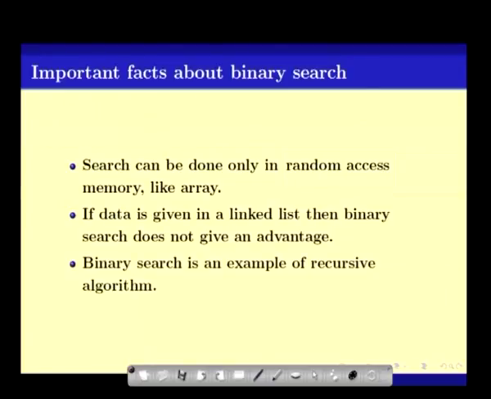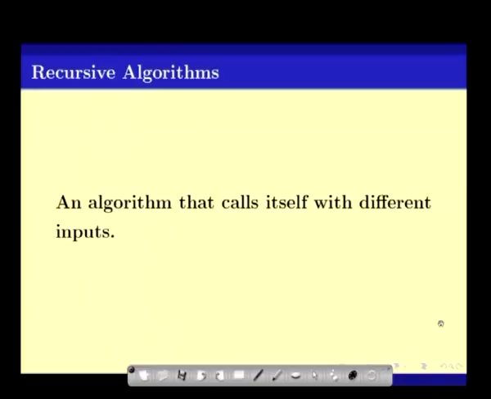And the third important thing is that binary search is an example of a recursive algorithm. It is an algorithm that is kind of building on itself. So, this is something we have not seen in the earlier two lectures and we will see a bit more here. So, what is a recursive algorithm? A recursive algorithm is an algorithm that calls itself with different inputs. We have seen an example of a recursive algorithm earlier when we did the Euclid's algorithm for finding the GCD. It was a recursive algorithm, if you recollect.